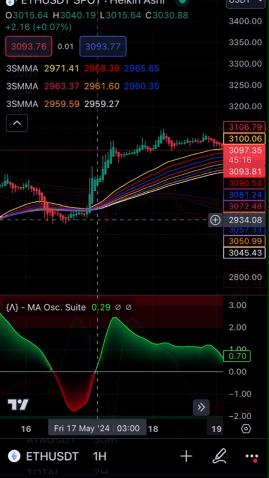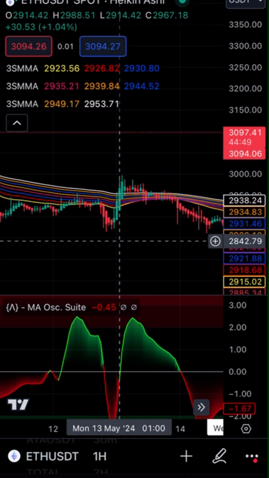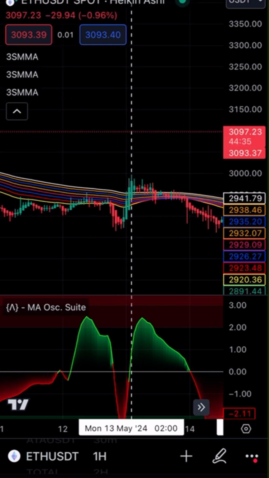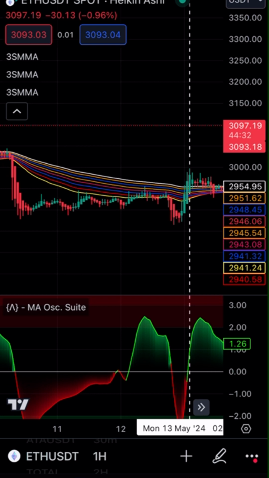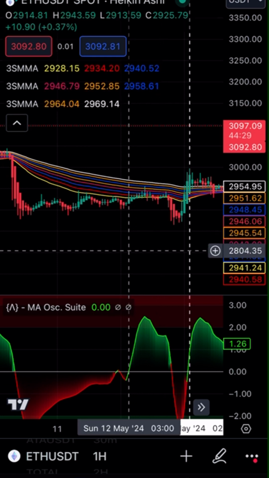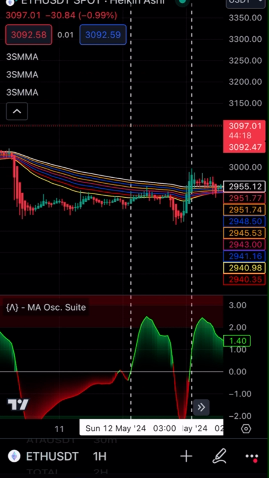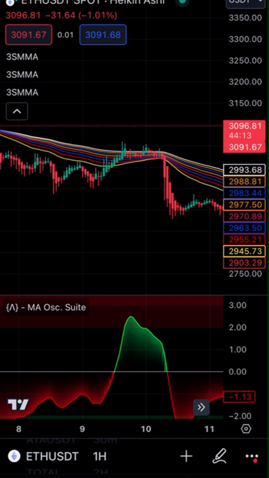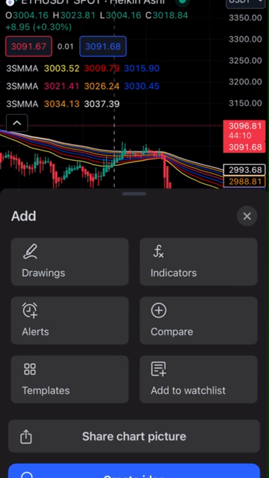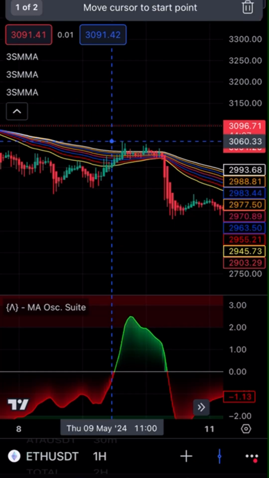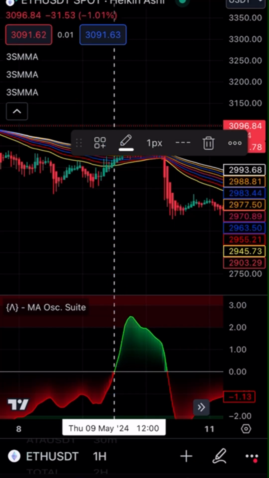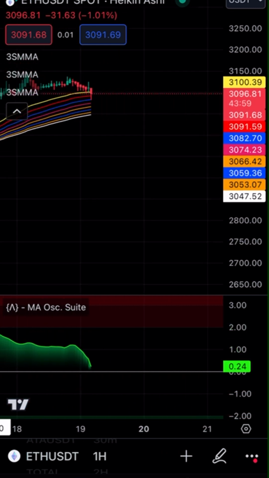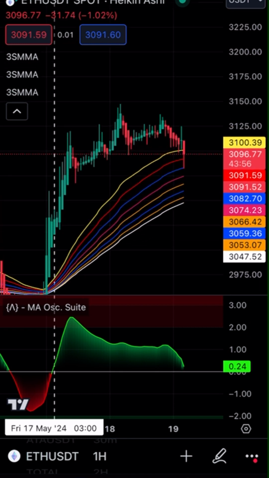So we got a moment right here. Got a tiny one right here. Got a moment right here. And see, we got a moment right here. Let's do one more. And we got a moment right here. So let's check these real quick and see how profitable you can be.